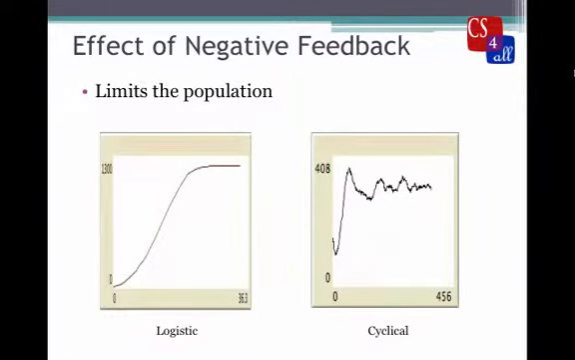So how does negative feedback affect that exponential growth curve we saw before? Well, it limits the growth of population. Sometimes an upper limit in population occurs, as shown on the left. This is called a logistic graph. More often, the population will fluctuate, as shown on the right, which is a cyclical graph.